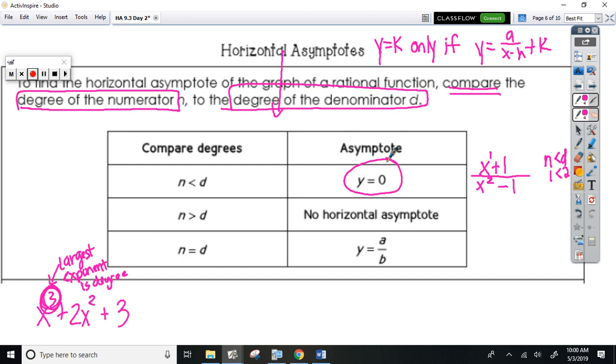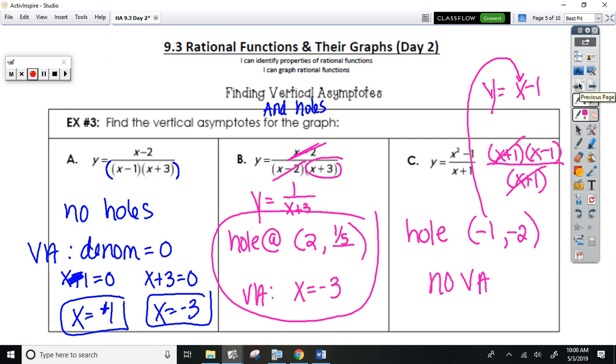If it's the other way around, if the numerator degree is bigger than the denominator degree, so let's just switch those around. x squared minus 1 over x plus 1. You will have no horizontal asymptote because the numerator degree is 2, the denominator degree is 1. So if the numerator degree is bigger than the denominator, no horizontal asymptote. This one that we just did, when those canceled out, you end up getting a line, so it doesn't have a horizontal asymptote, it just has a hole.